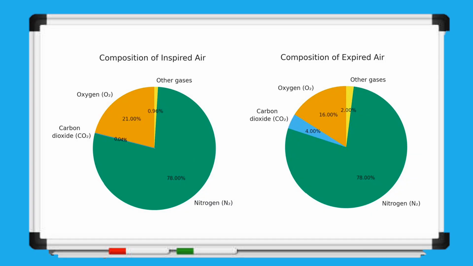In contrast, the chart for expired air shows that it also contains about 78% nitrogen, but the amount of oxygen decreases to around 16%, while carbon dioxide increases to about 4%. The proportion of other gases, such as water vapor, also rises slightly to about 2% because the exhaled air becomes warmer and more humid as it passes through the respiratory system. From these pie charts, we can observe that the percentage of nitrogen remains unchanged because it is not involved in the process of respiration. However, the amount of oxygen decreases as it is absorbed by the body for energy production, and the carbon dioxide level increases as it is released from the blood into the lungs to be exhaled. This visual comparison clearly demonstrates how the composition of air changes during the process of breathing.